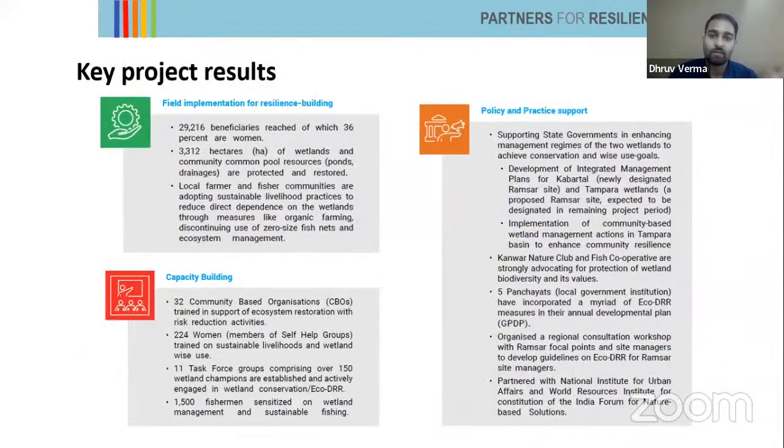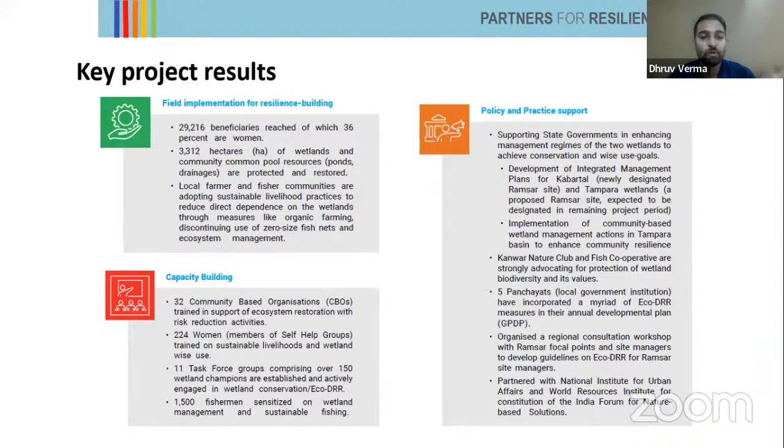Next slide, please. Now, talking about the results, we have results in 3 different packages. Number 1 is about field implementation, where we worked with communities directly. We worked in 17 panchayats.